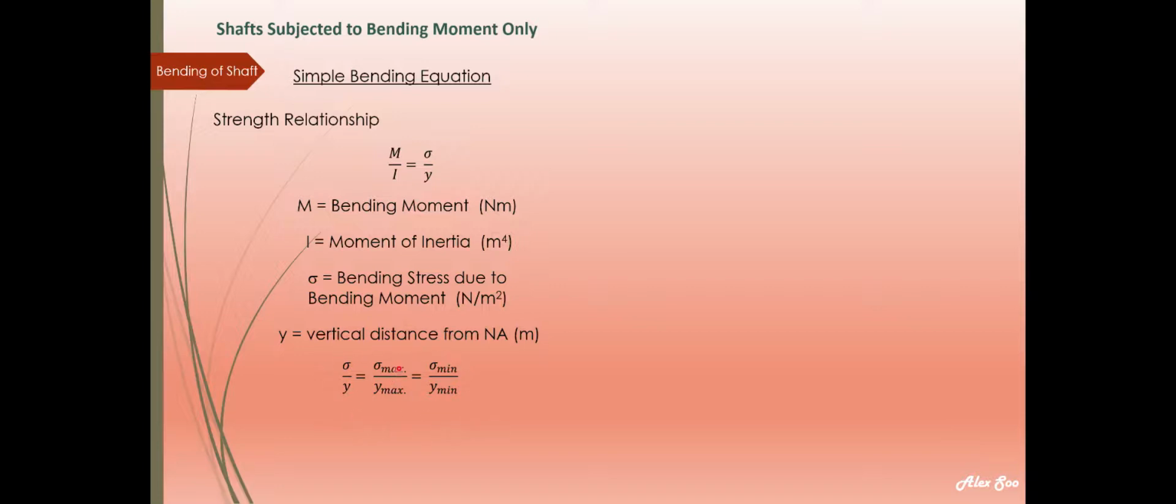Okay, when we have sigma max here, that means the maximum bending stress, we will take the Y max. And then for the minimum bending stress, we will take the Y minimum. For the case of shear stress, tau max over R max, tau min over R min. Now for this bending stress, you have this.